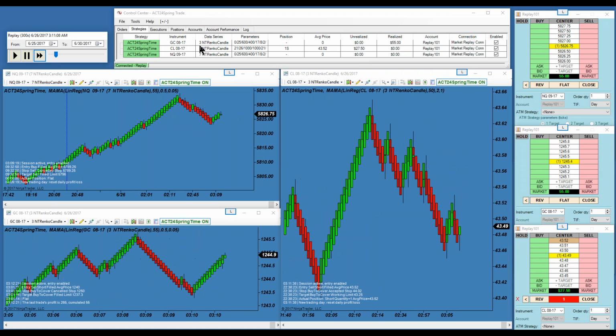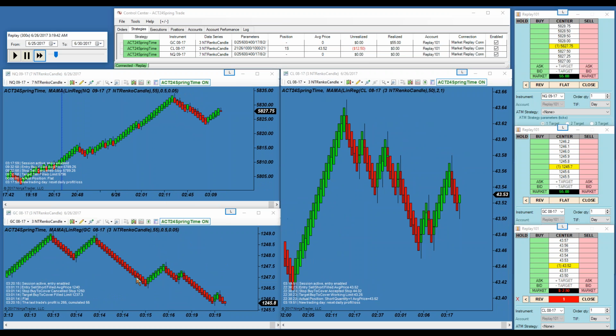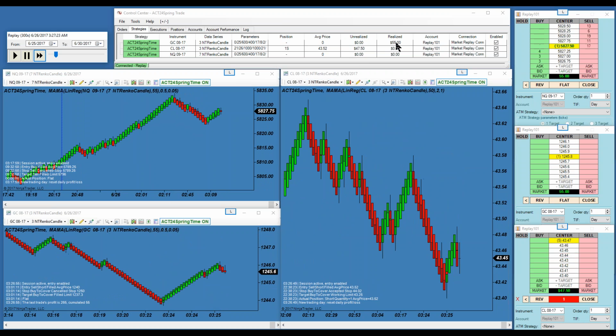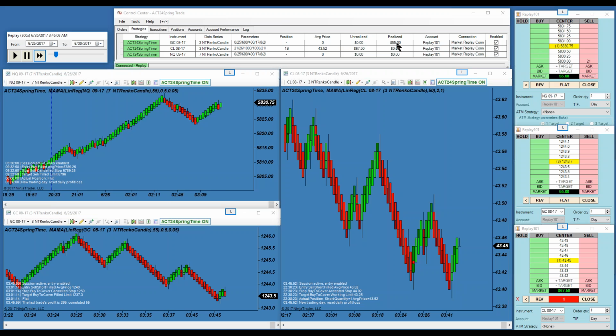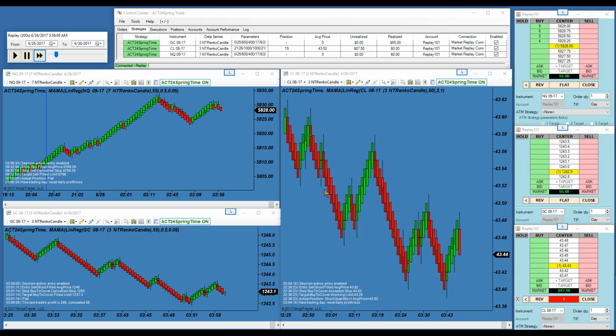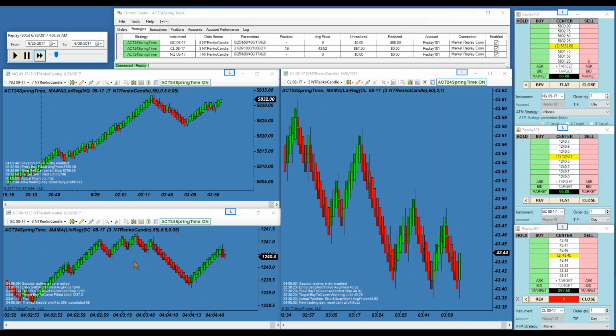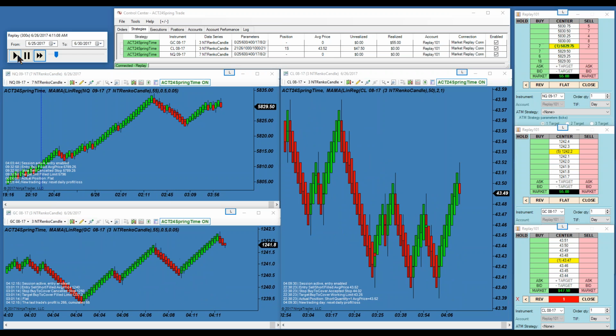Okay, apparently the gold had a stop and then a straight target win. So it was more of a reverse. It didn't hit the full stop. It just reversed. And it's moving on, as you can see. This thing is moving fast.